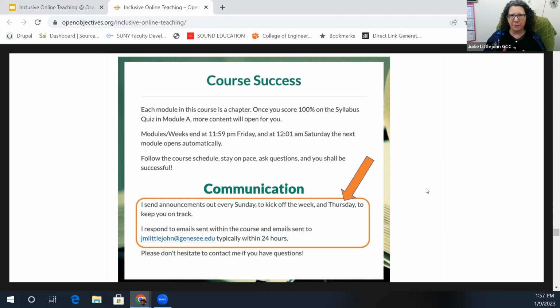I always think when we do regular and substantive interaction here on our campus, I always have the faculty write out their communication plan. And when I write this to my students and say, I will send you an announcement every Sunday and every Thursday, I do it because I told them I'm going to. It's in writing, it's right there, they can point to it. And I get in this pattern of sending out these announcements.